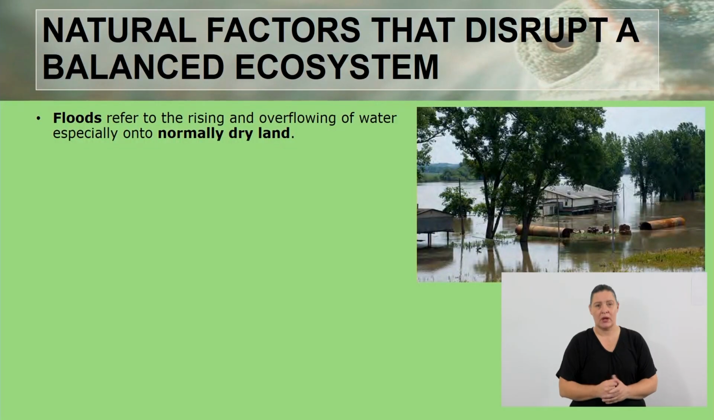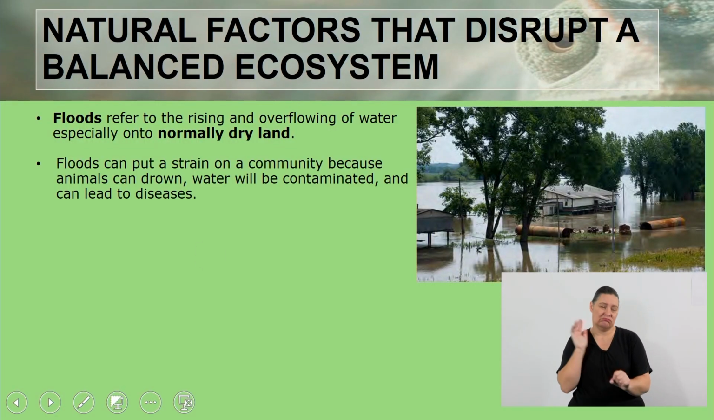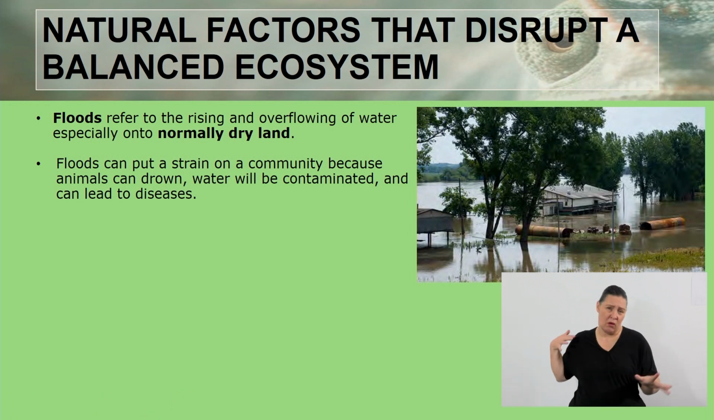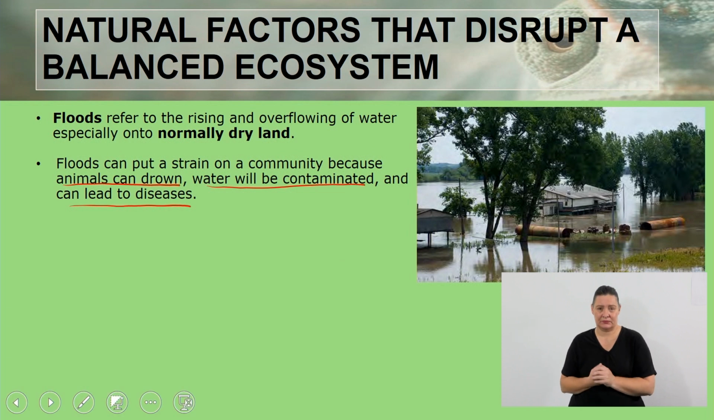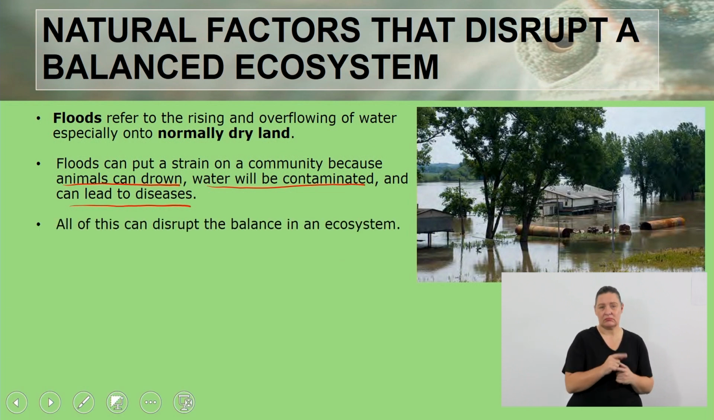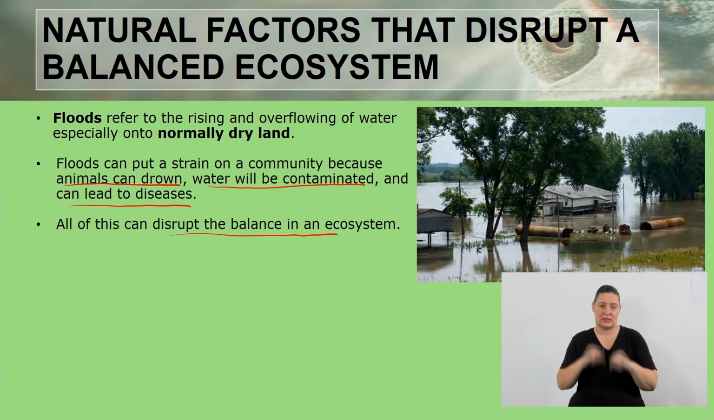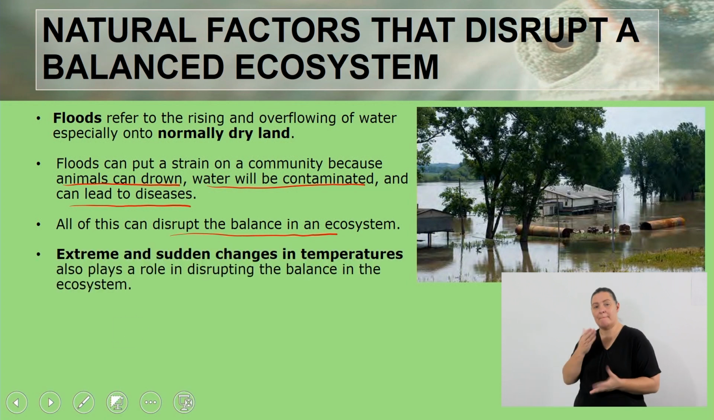Now we are also going to look at floods. Floods refer to the rising and overflowing of water, especially onto normally dry areas. So when we have excessive rain and the water overflows, floods can put a strain on communities because animals can drown, and water will be contaminated, leading to diseases. So that is the effect of floods in our communities or ecosystems. All of these can disrupt the balance in the ecosystem because some organisms are going to be wiped out and die, which will then lead to the imbalance.